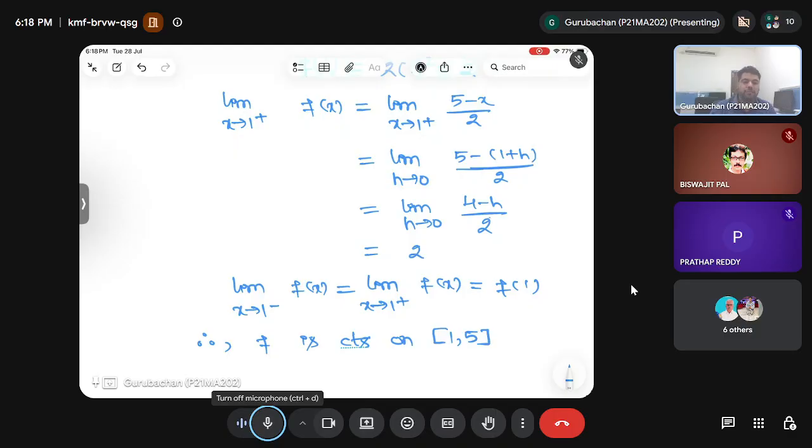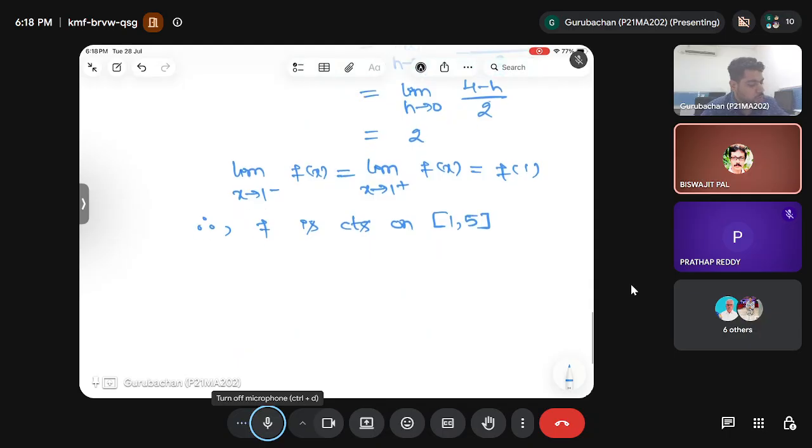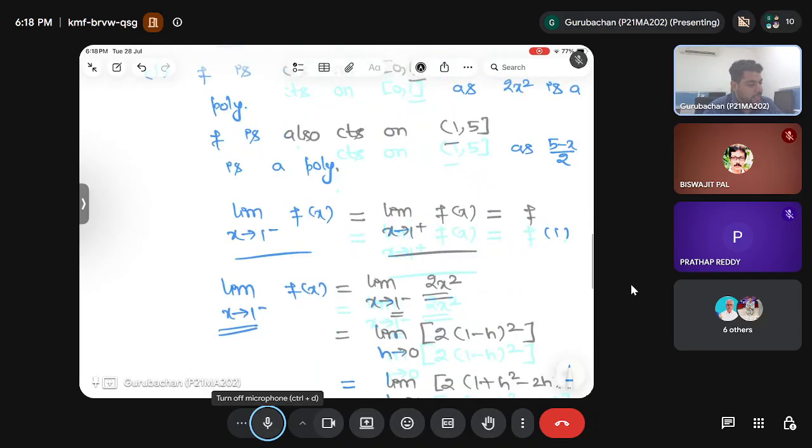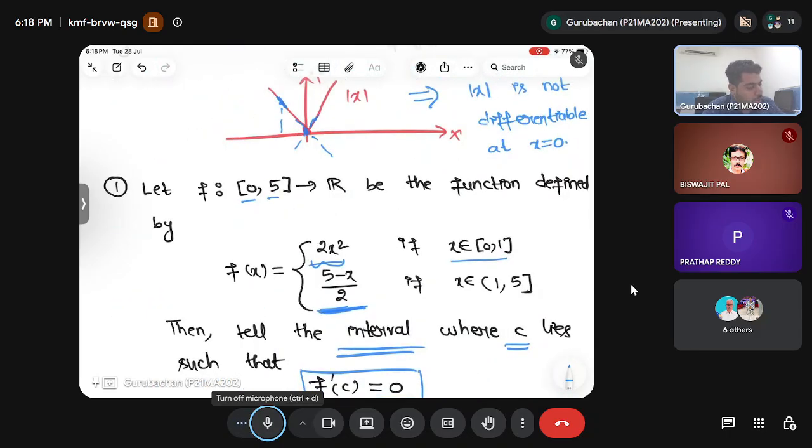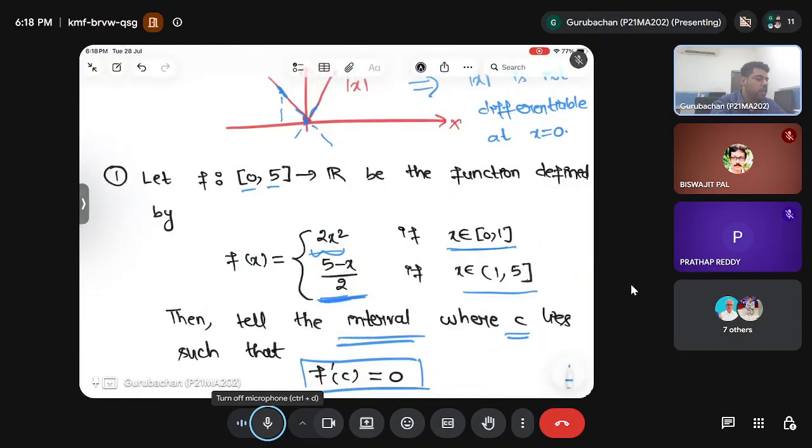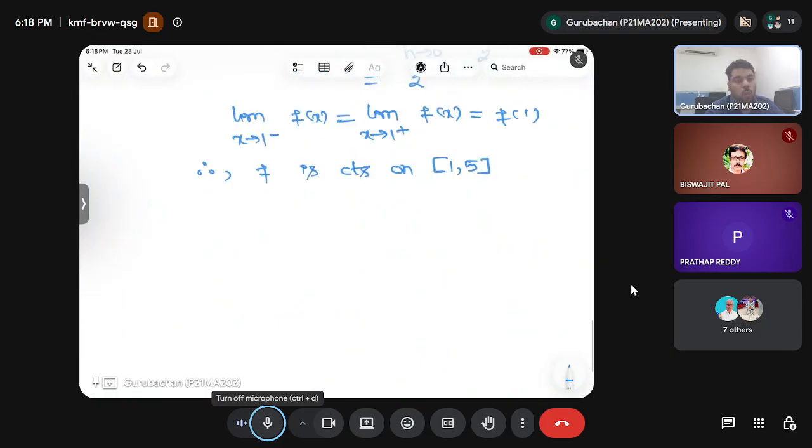Can we talk about the differentiability here? Anyone? It is not differentiable at x equal to 1. Yes, exactly. So let me tell the reason why it is not differentiable. Clearly, it's a polynomial between 0 to 1 and even after 1 to 5. So we can guarantee the existence of differentiability in the interval 0, 1 and also in the interval 1 to 5. But we cannot guarantee about 1.